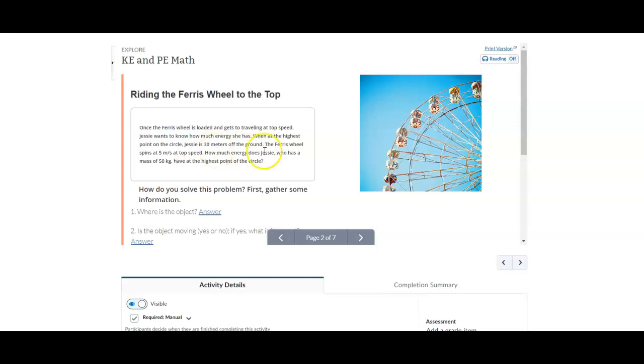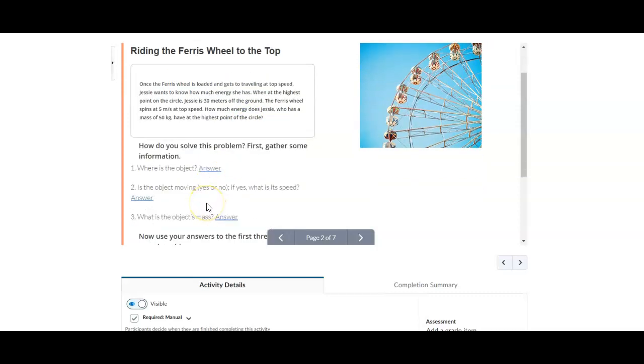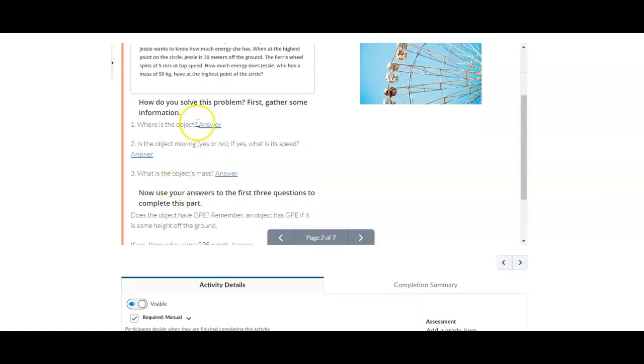And then we're looking at how much energy Jessie, who has a mass of 50 kilograms, has at the highest point of the circle. So now we have a mass, 50 kilograms. Okay, so how do we solve this problem? So first, gather the information.